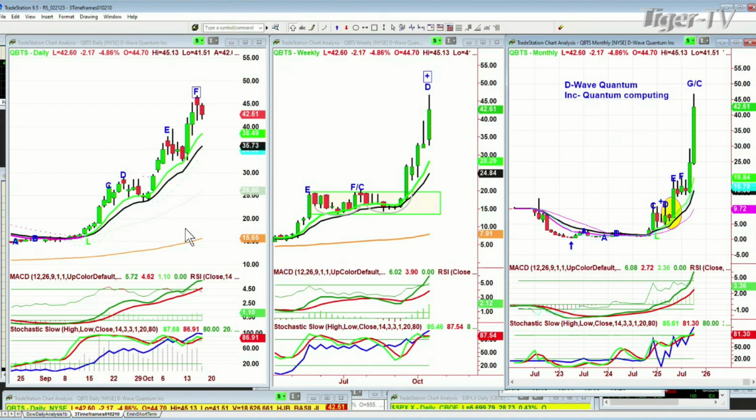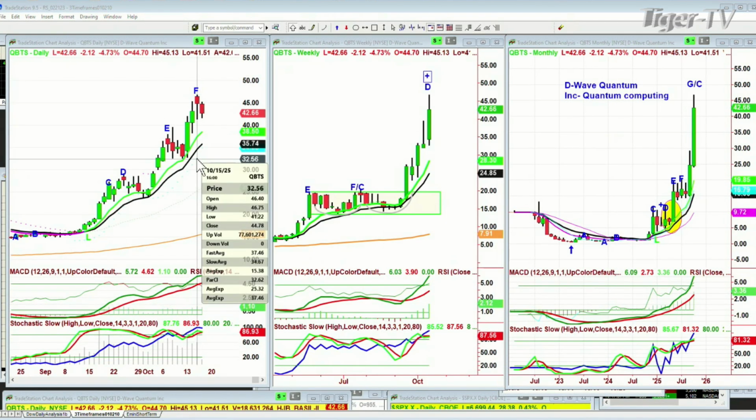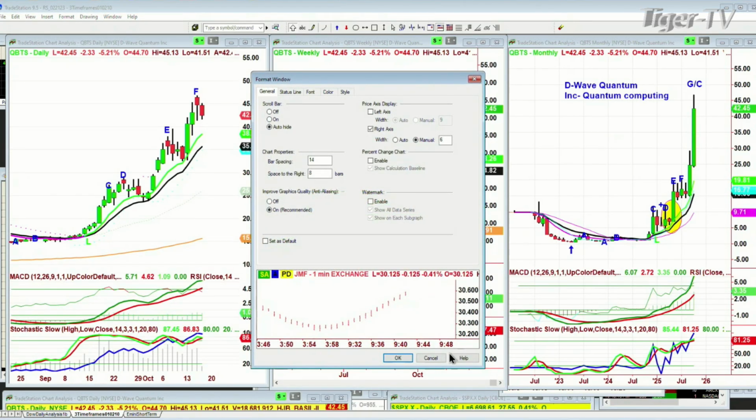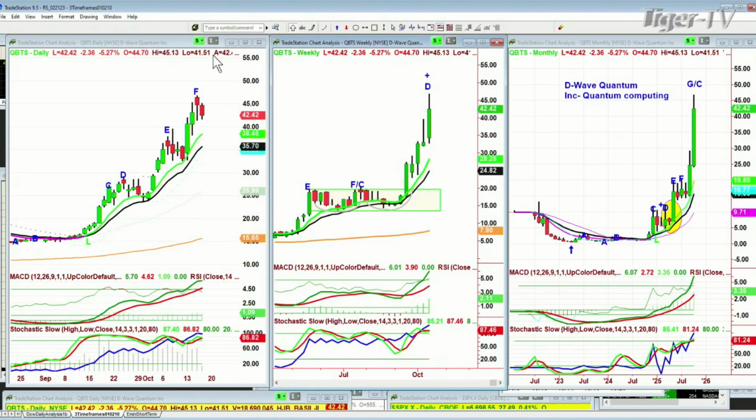So QBTS, peak F right now is pulling back 2.15 at 42.63, made an all-time high. This is D-Wave quantum computing. I never remember the symbol because D-Wave, I'm expecting DWAV, but it's not. It's QBTS. So look at this all-time high, 46.75. No round numbers yet. Nope. This is good. This is a leg D in the weekly chart and a leg G/C with that instant restart in the monthly chart. This is great. These things have a lot more to go, but they might be getting a little choppy.